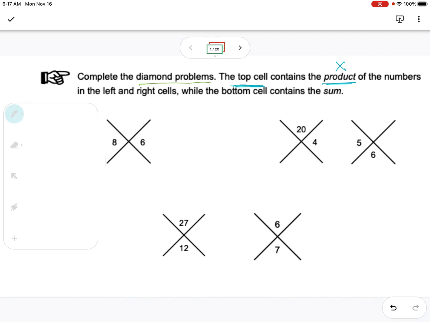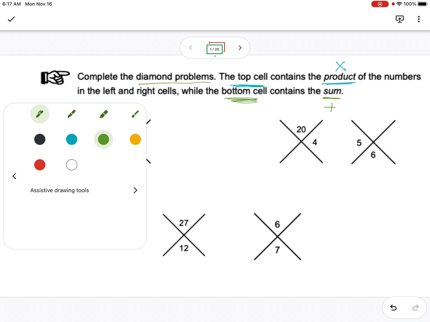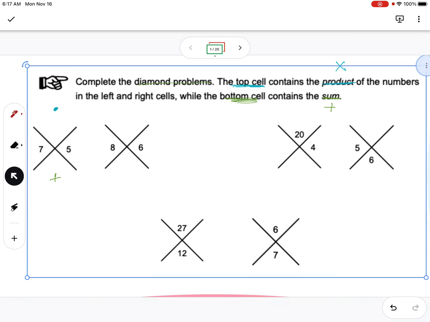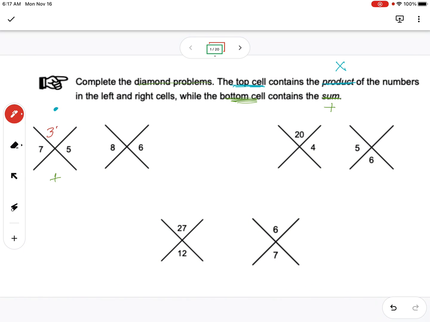Now, the bottom is the sum. Now, sum means add. So for the bottom, I'm going to add the two numbers together. So this is what it looks like. 7 times 5 is 35. 7 plus 5 is 12. So these two numbers get multiplied together for the top and added together for the bottom.